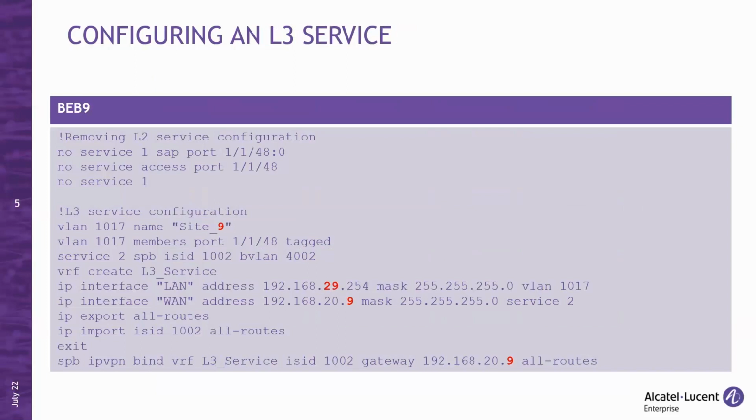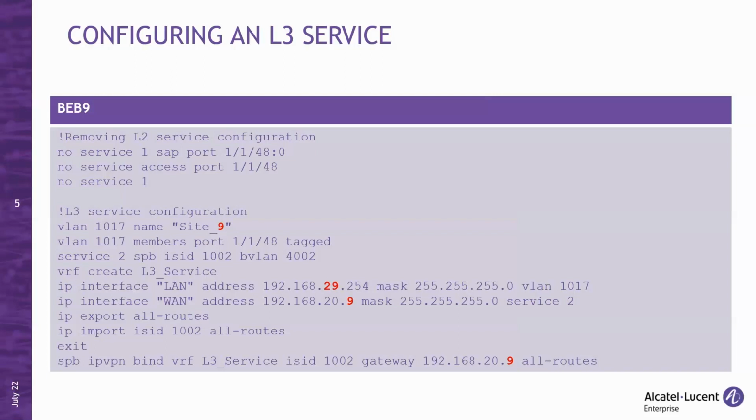We export routes from this VRF to the SPB ISIS table, and we import routes tagged with ISID 1002 into this VRF. We bind the VRF and the ISID to the WAN interface as gateways such that all remote devices point to it when importing near-end routes. And that's it. Let's do it.